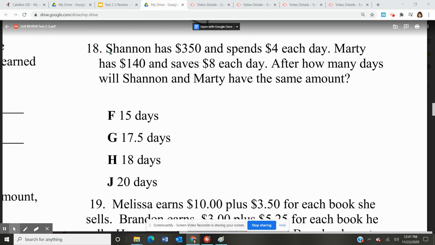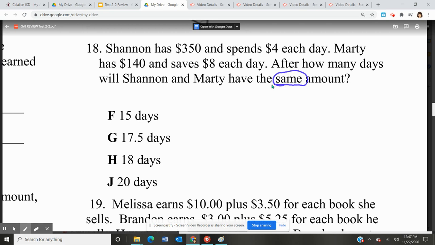Number 18. Shannon has $350 and spends $4 each day. Marty has $140 and saves $8 each day. After how many days will Shannon and Marty have the same amount of money? Again, we're looking for when they have the same amount.